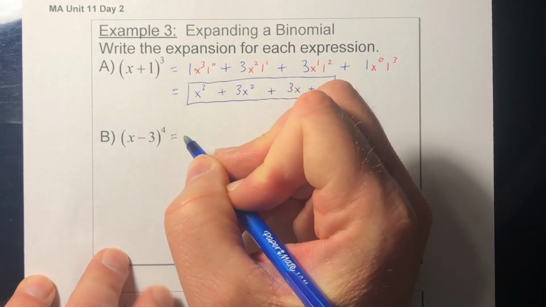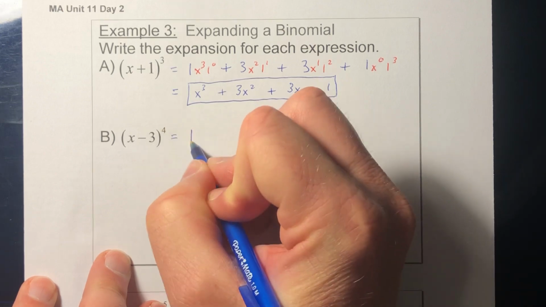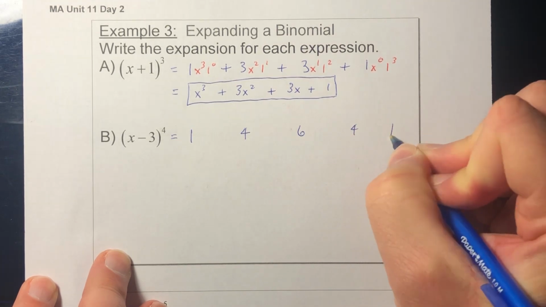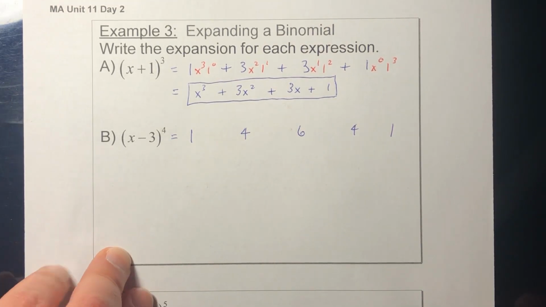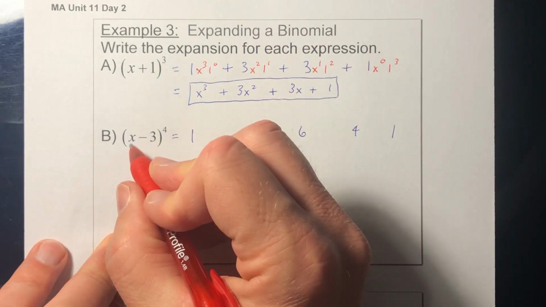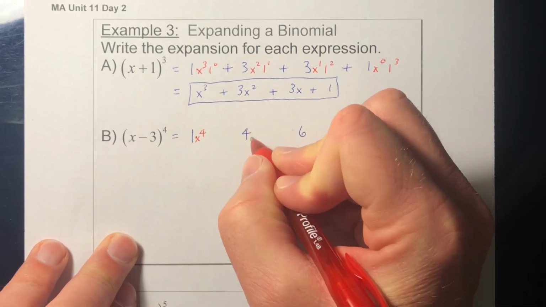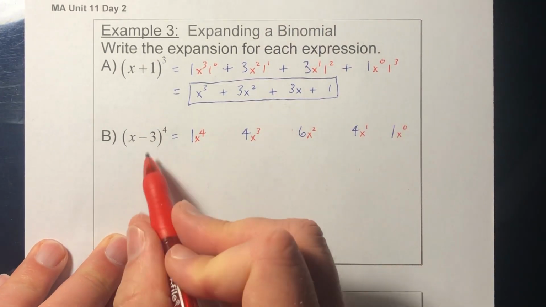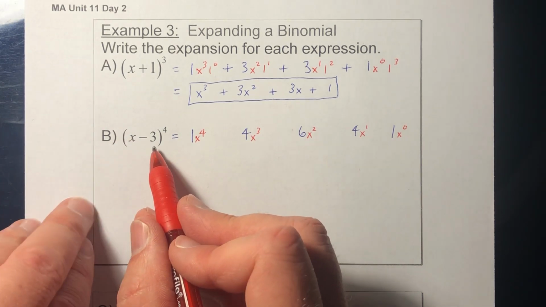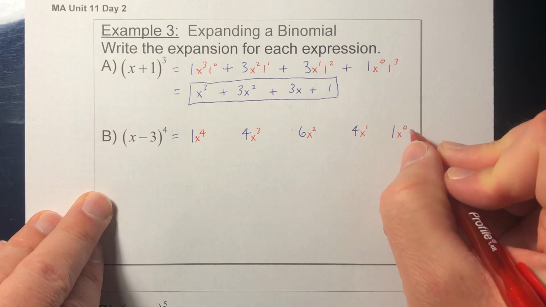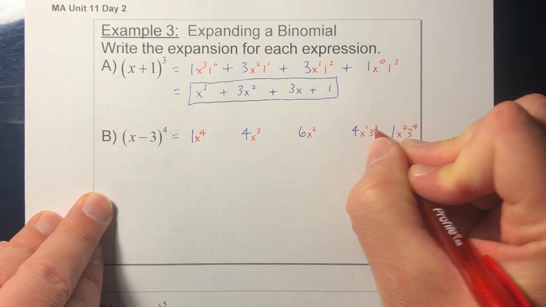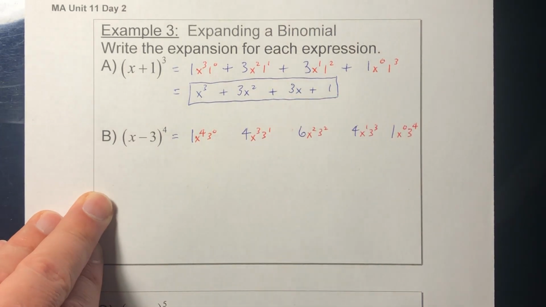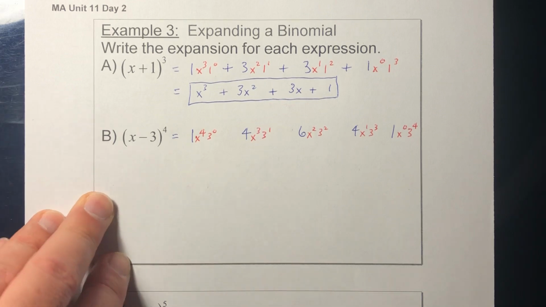All right, let's look at letter B. Row 4, so 1, 4, 6, 4, 1. Those are your key numbers from Pascal's triangle. Okay? Take your first guy, raise it to the 4th power. Go in descending order. And then don't worry about the minus sign here. I'm going to show you a little trick here. So just take the 3, raise it to that 4th power. And go in backwards. Okay, so that's how you get the individual terms.